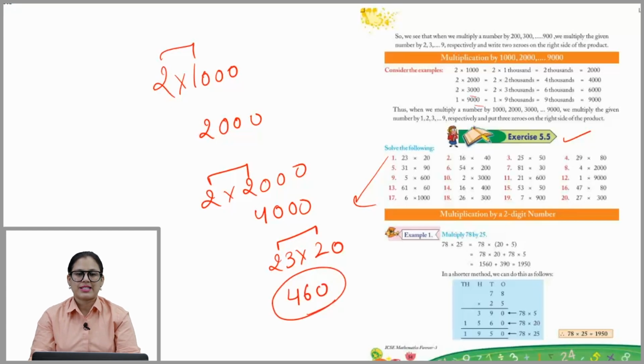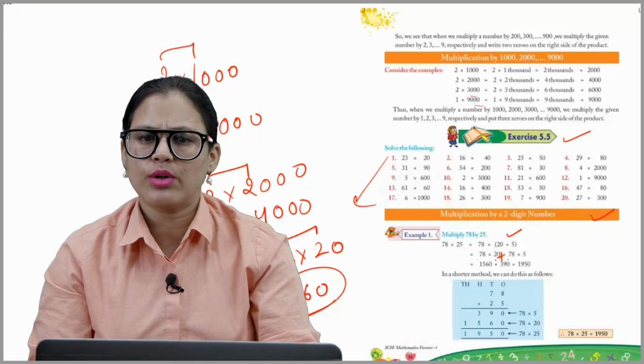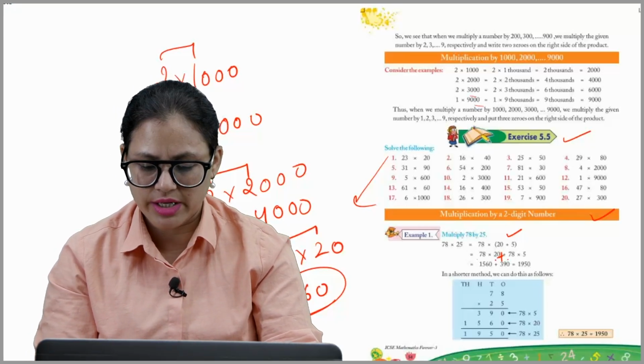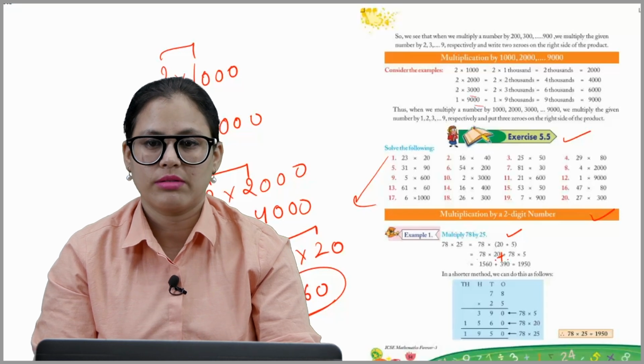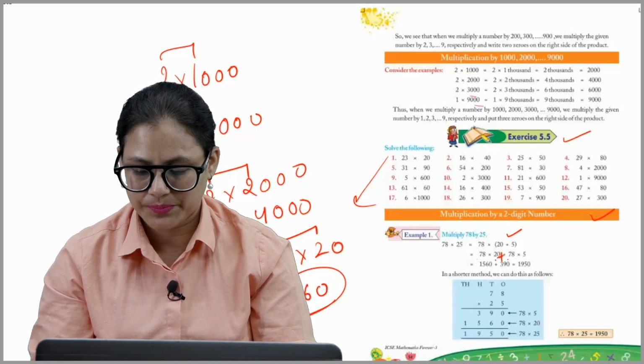Right? Next, multiplication by a 2-digit number. Okay, an example is given here, 78 into 25. So we will expand 25 as 20 plus 5. Then we will multiply 78 by 20. Then we will multiply 78 by 5, and then we will put a positive sign here, that is a sign of addition. Okay, in a shorter method we can do this as follows, which means we will arrange in columns and then we will multiply.